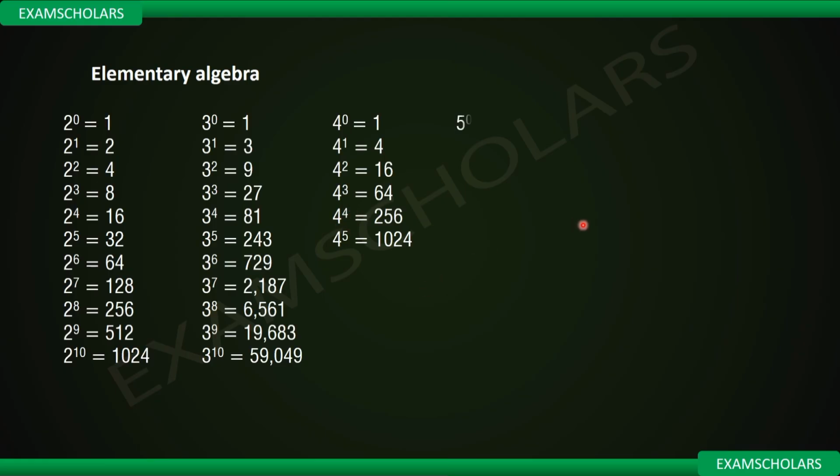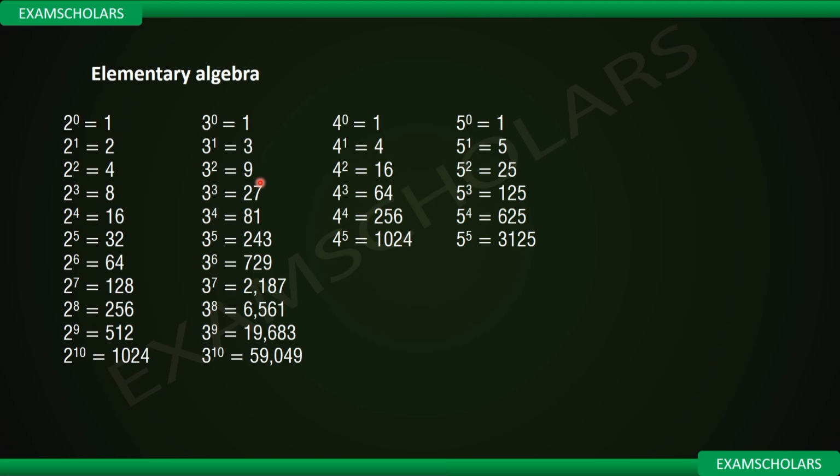Now to 5. 5 raised to the power 0 is 1. 5 raised to the power 1 is 5. 5 raised to the power 2 is 25, 5 times 5. 5 raised to the power 3 is 125, 25 times 5. 5 raised to the power 4 is 625. And 5 raised to the power 5 is 3,125. Another thing that you quickly need to know is power and root.